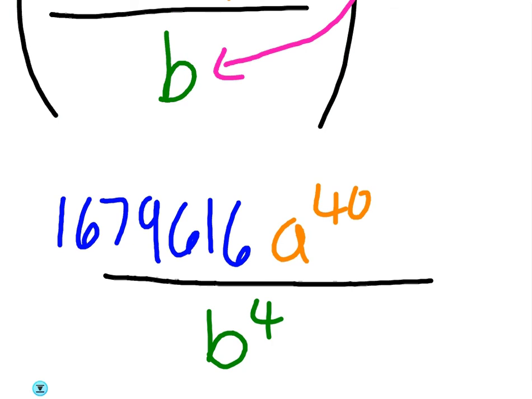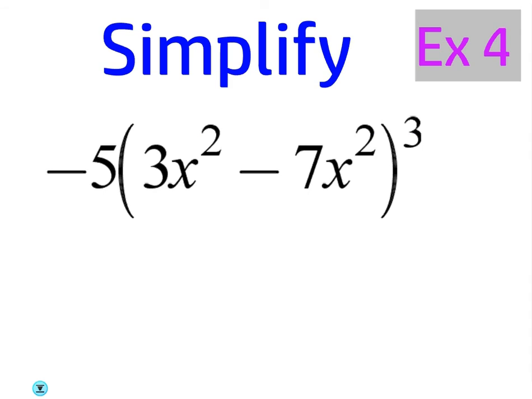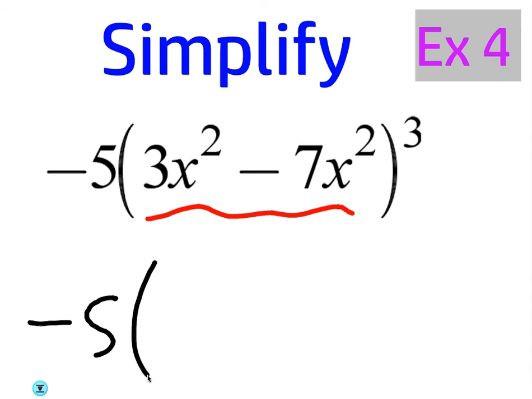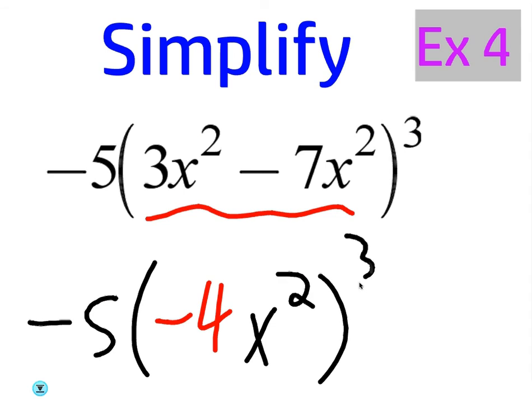All right, I am going to do one with subtraction, even though, like I said, you're probably not going to see anything like that on the worksheet. But the reason I'm doing this, what would you do first? I kind of just hinted at it, but you would subtract because it's within the parentheses, okay? So this is kind of a refresher, but what is 3x squared minus 7x squared? So you subtract the coefficients and the variable stays the same for this one. So it'd be negative 5 times negative 4x squared all cubed.